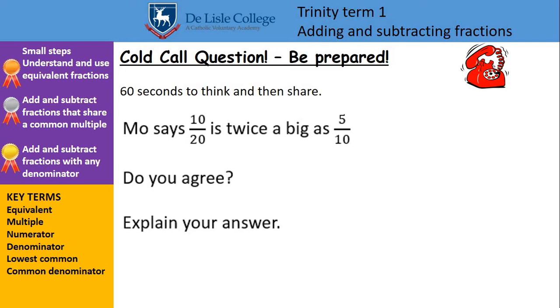So looking at this one, we should see, what have we done to 5/10 to get to 10/20? Yes, we have multiplied it by 2, but everything has been multiplied by 2, both the numerator and the denominator. So in fact, those are equivalent fractions. They're not twice as large. 10/20 is not twice as big as 5/10 because, yes, we've multiplied the numerator by 2, but we've also done that to the denominator. So they're exactly the same value.